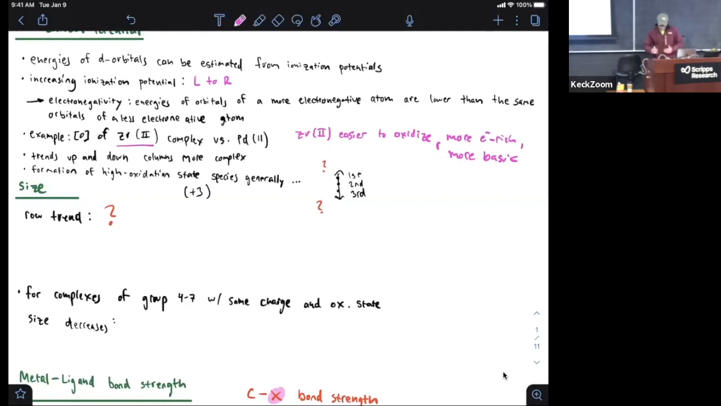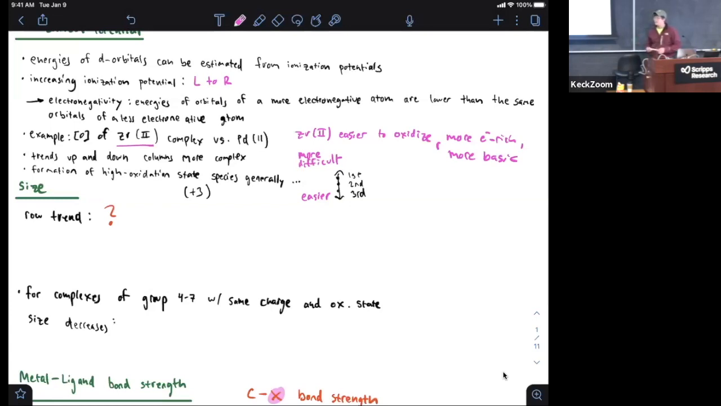So now when we're going up and down columns, things are a little bit more complex. And this is what I said, that there are some added complexities in the transition series that you don't necessarily find in the main group. But one thing that we can say is that the formation of high oxidation state species, which we define as something +3 or higher, is easier for third row metals than, I won't say harder, I'll say more difficult, because harder can mean something else. Easier for third row than for first row.